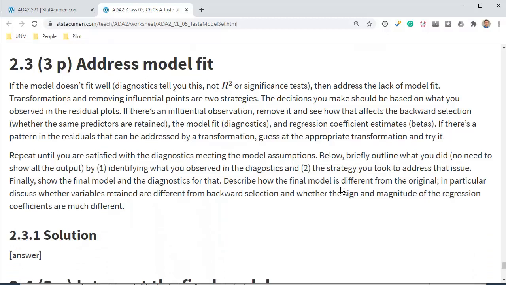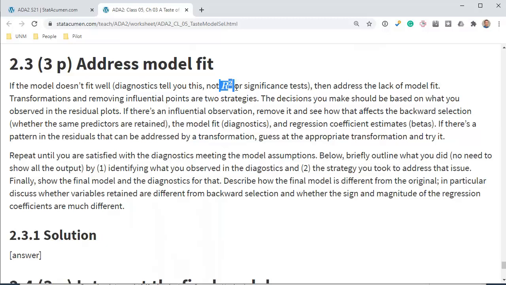Let's address the model fit. So if the model doesn't fit well, and the diagnostics will tell you this, that the residual plots don't look good, or the normal distribution doesn't seem to be met, things like that, or the Box-Cox transformation is suggesting something quite different, then we should address that lack of model fit. Now we don't really, our model fits great. That's what I'm seeing.